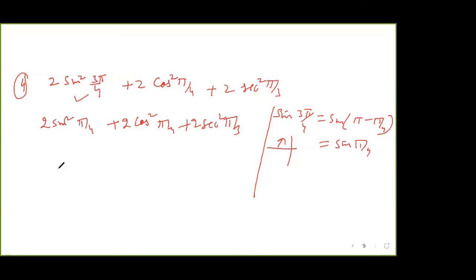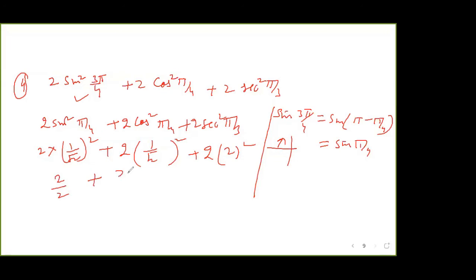Now put the values. 2 into 1 upon root 2, squared, plus 2 into cos 45, again 1 by root 2, squared, plus 2 into secant pi by 3, that is 2, squared. You are getting 2 upon 2, plus 2 into 4, that is 8. 1 plus 1 plus 8 is equal to 10, and that is the right hand side. Both sides are equal, hence proved.